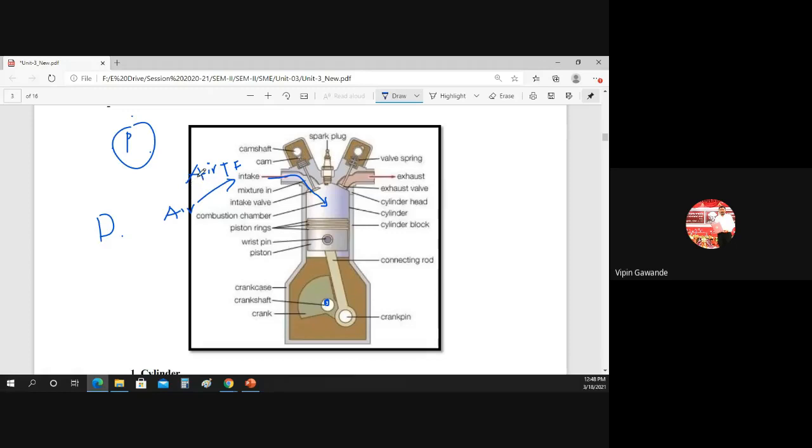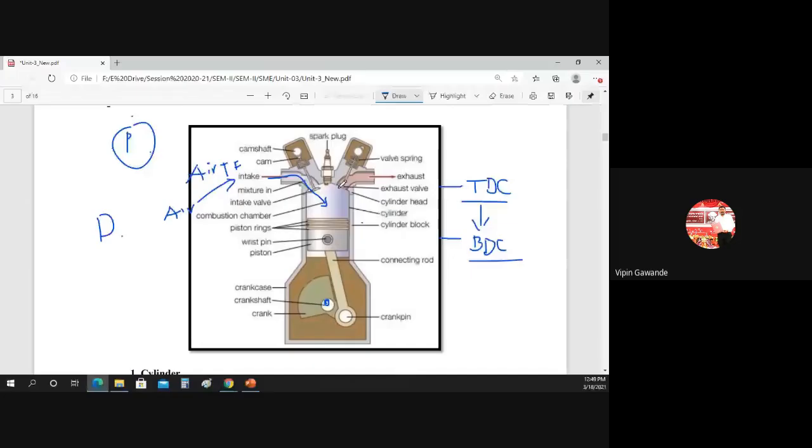So the air plus fuel mixture enters the cylinder. It takes the mixture of air during the suction stroke. The piston is moving from the top dead center to what is called the bottom dead center, the lower position of the piston.